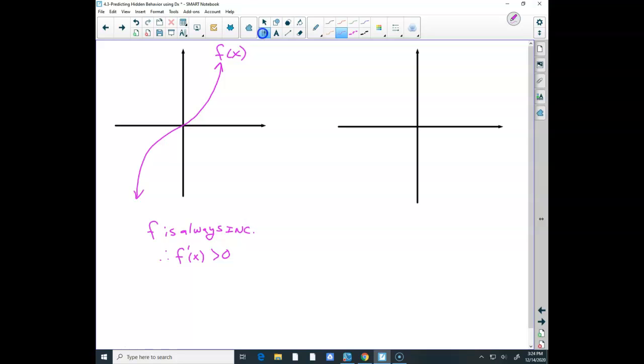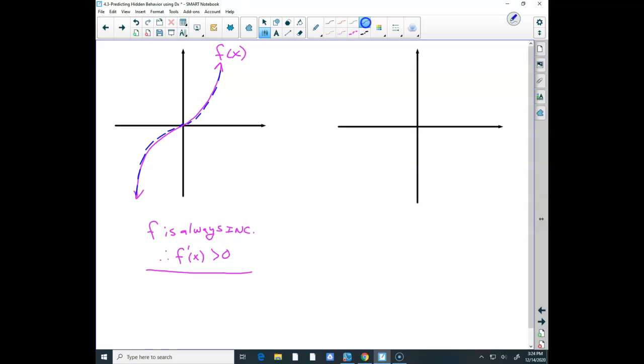what I want to do is look at tangent lines for a second, okay? So I'm going to grab blue. And for the derivative, I want to see that f prime is always increasing, because I can kind of see what's going on here.